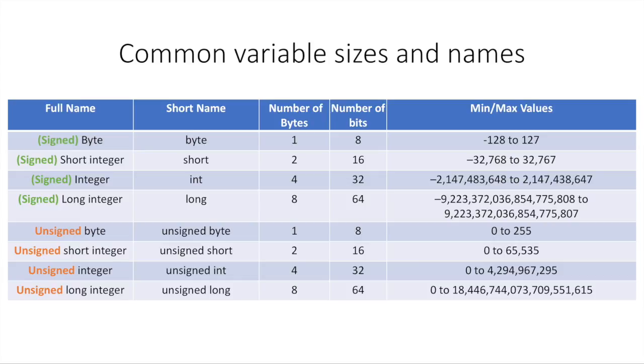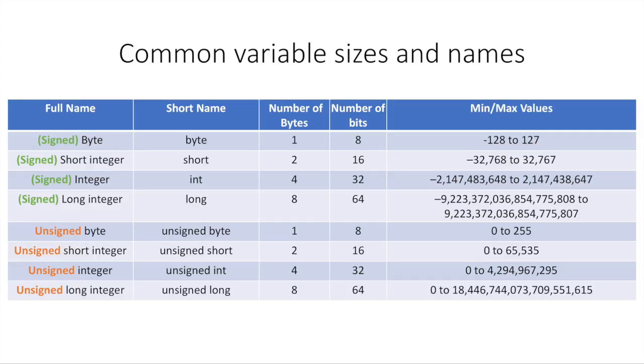And then a long is going to be 8 bytes or 64 bits, and that's going to be -9 quintillion to positive 9 quintillion, and a bunch of stuff after that. That's a very, very large number. Now, if we look at unsigned, so now removing the 2's complement thing and just getting a whole unsigned number, you're going to get a byte.